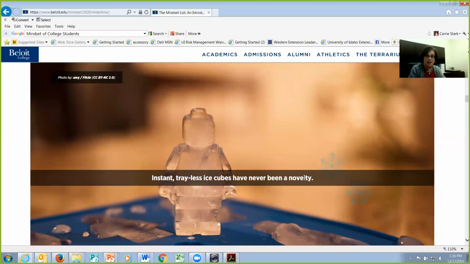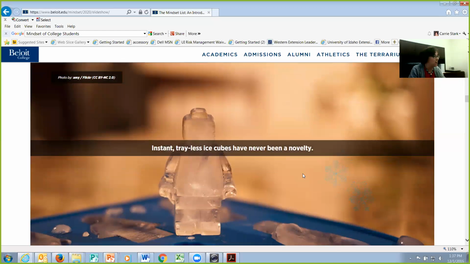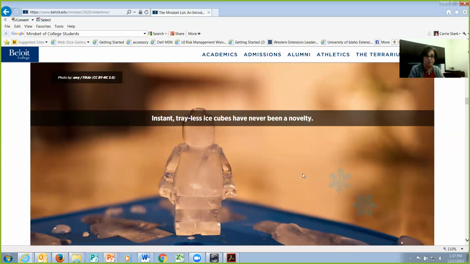Instant trayless ice cubes have never been a novelty. I think about growing up, when those started coming out, that was so cool, and now it's nothing. They're all over the place. In fact, you can barely find a regular ice cube tray.